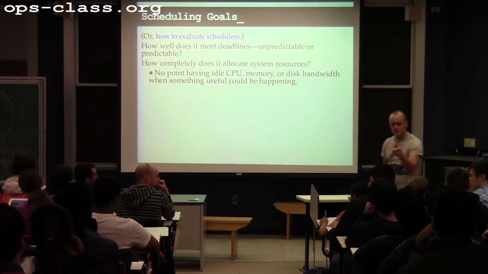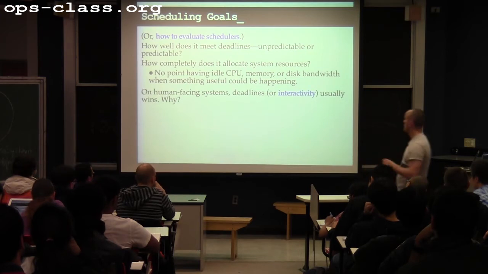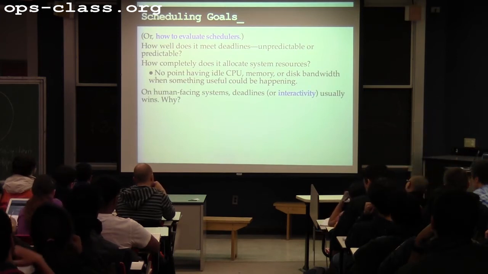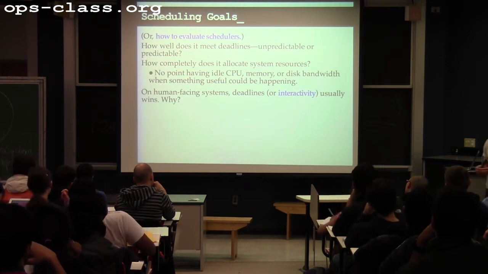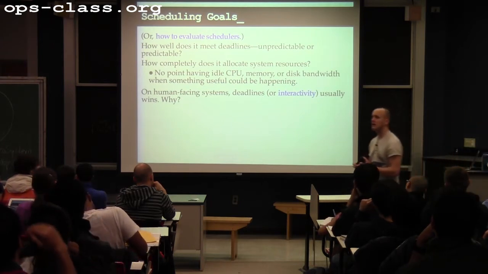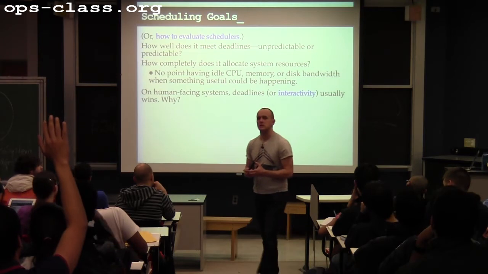Did you have a question? Okay. And we talked about how deadlines on human-facing systems typically tend to win over throughput. Why is that? Yeah.